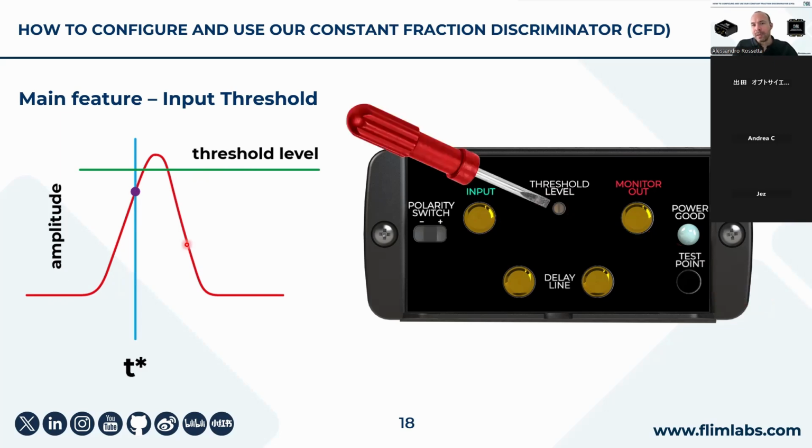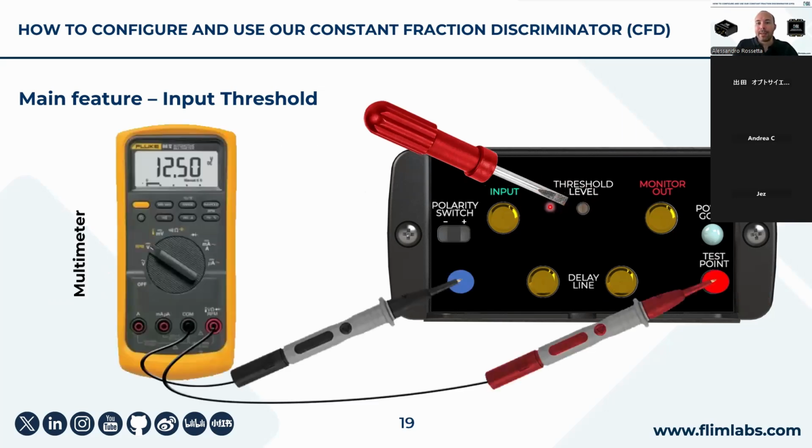How do we do this? Well, we need to play with a screwdriver using the potentiometer, while at the same time connecting the terminals of a multimeter, of a voltmeter, to the test point, and measure, while we twist the potentiometer screw, what the actual voltage level is, so what the actual input threshold level is. We want to do this measurement keeping the multimeter in the millivolt range, in the millivolt scale.